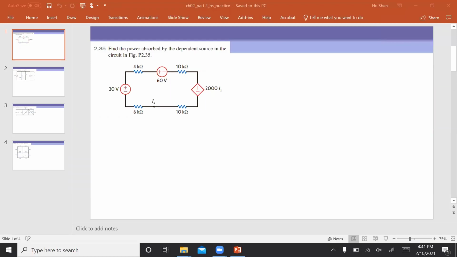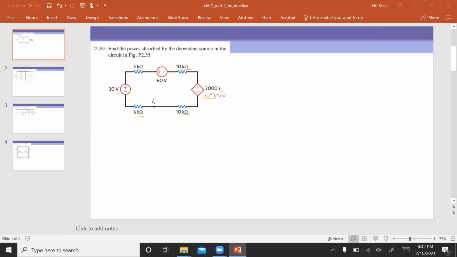Let's look at the first example. Find the power absorbed by the dependent source in the circuit. The dependent source is over here. Something that I want to point out before we talk about how to solve the problem is the notation. That 2000 is to match the standard unit that we have for the problem.